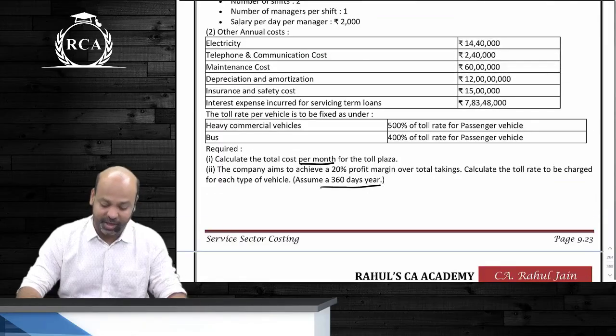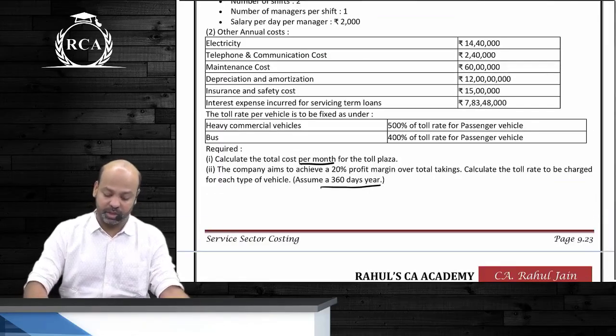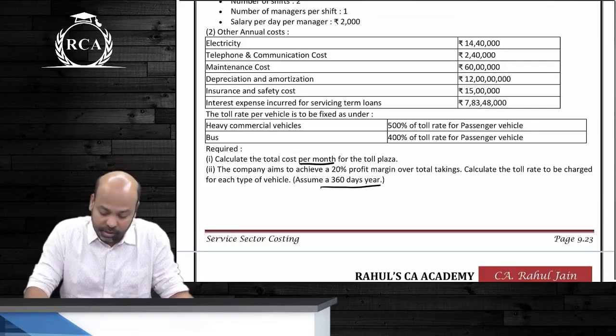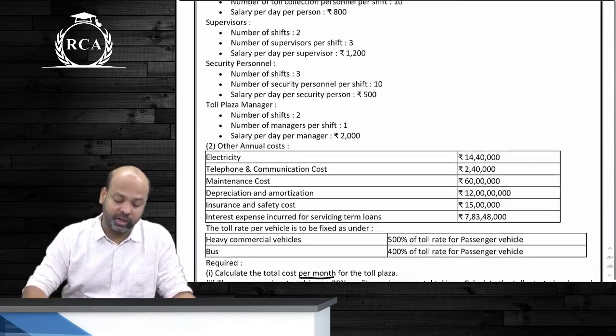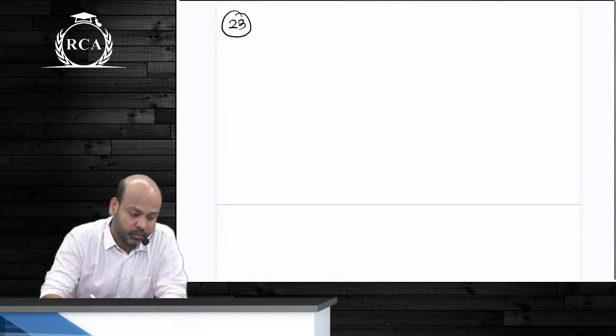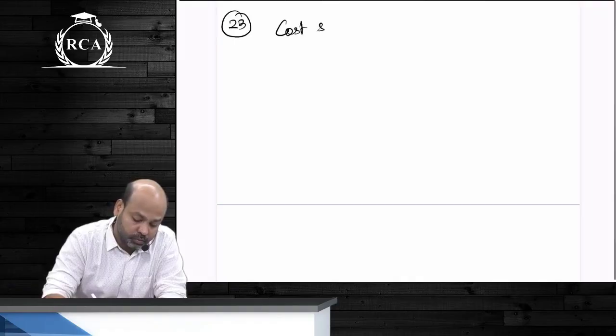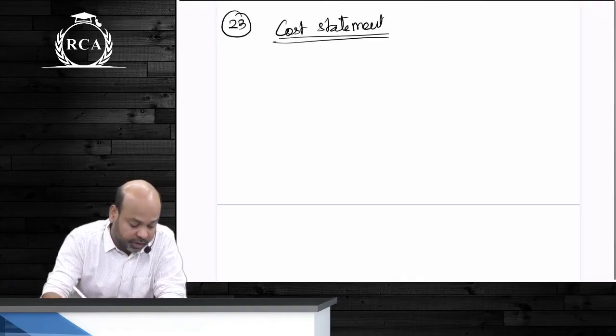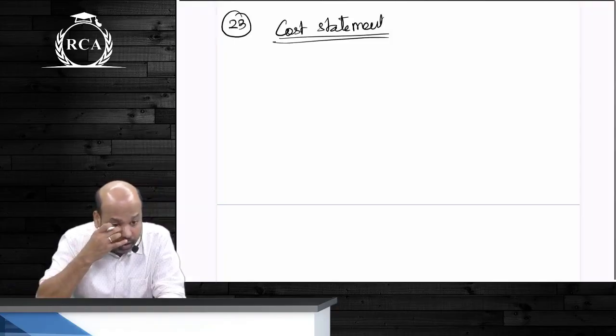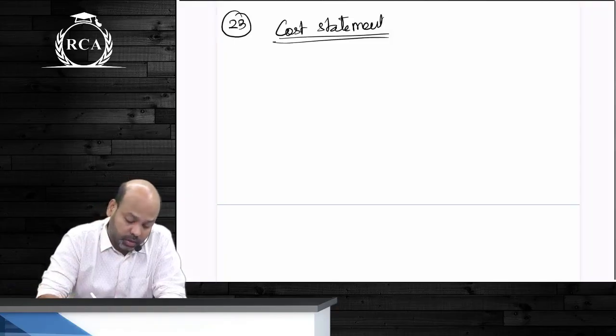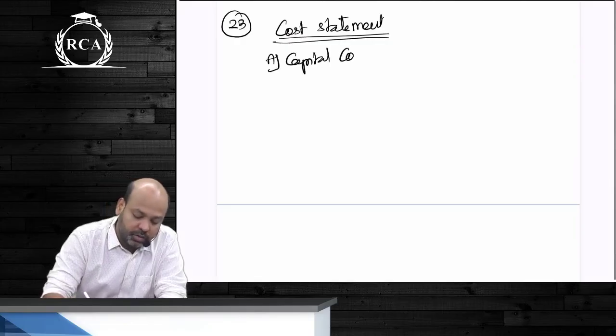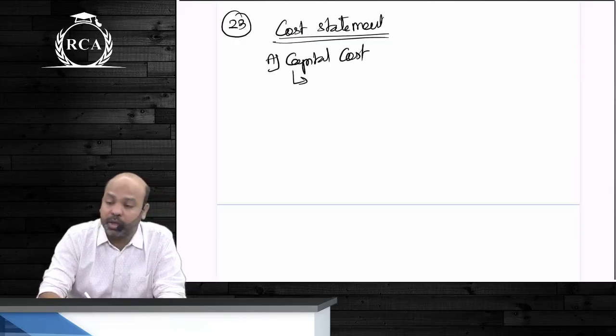The company aims to achieve a 20% profit margin, guys, over total takings. Calculate the toll rate to be charged. Okay, exactly similar to the previous question. So remember, beta, from the entire annual cost we have to go per month. Under capital cost you will write depreciation, guys. If you do not want that, you can directly club it under the annual cost statement only.